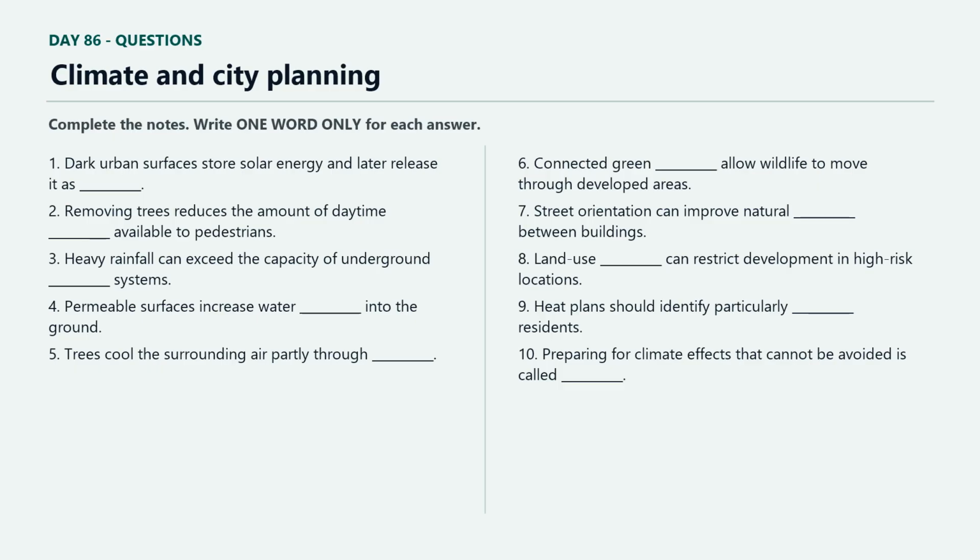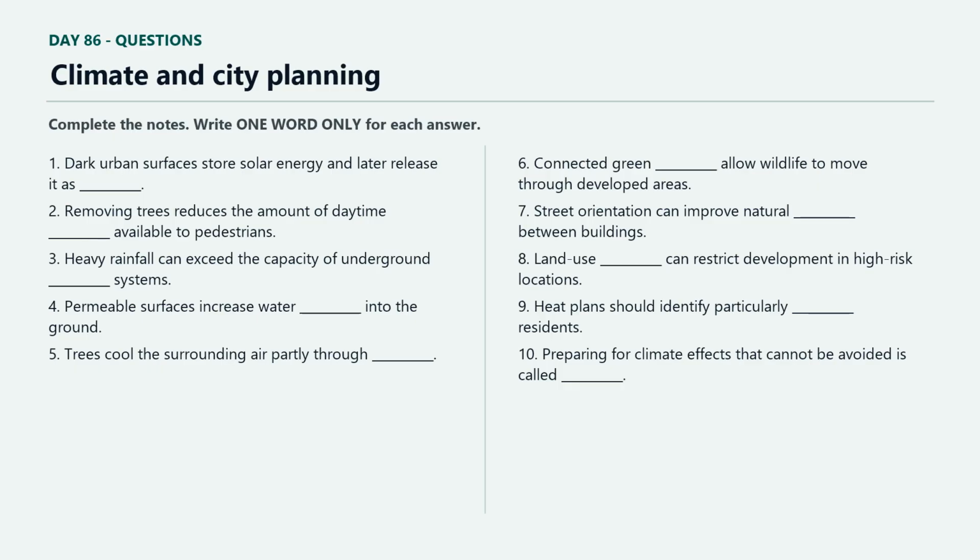Many actions support both goals. A shaded walking route can reduce heat exposure while making low-emission travel more attractive. However, conflicts are possible, and planners must evaluate costs, maintenance, access, and unintended effects.